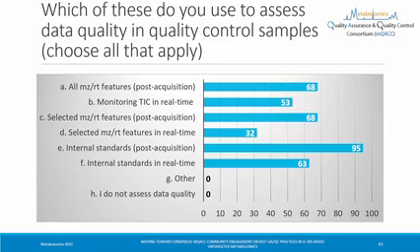The next question we asked is which parameters are typically being assessed either during real-time or post-acquisition data review. And what you can see here, internal standards are most common with 95% of respondents using those, followed by internal standards in real-time and monitoring TIC in real-time among the activities we do in real-time. And in terms of post-acquisition, people were looking at numbers of features or metabolites they are seeing, or also checking the performance of selected metabolite features that they know should perform well.